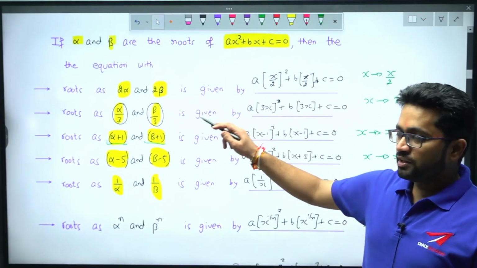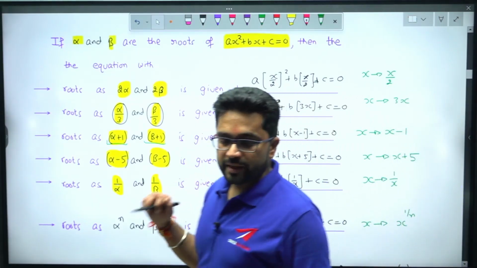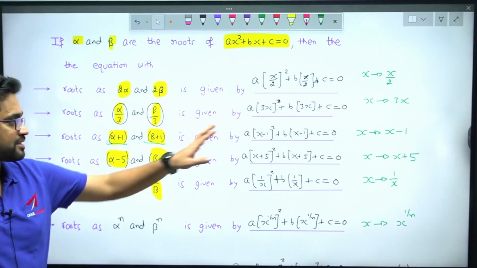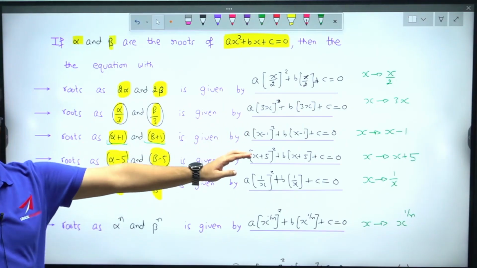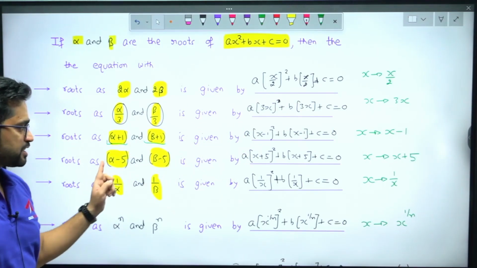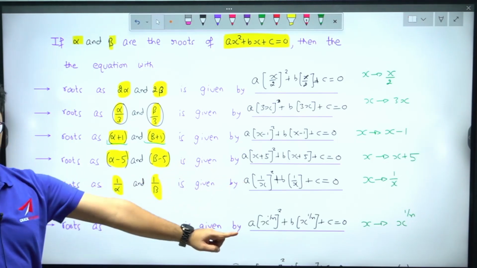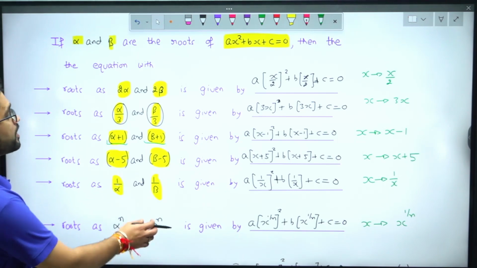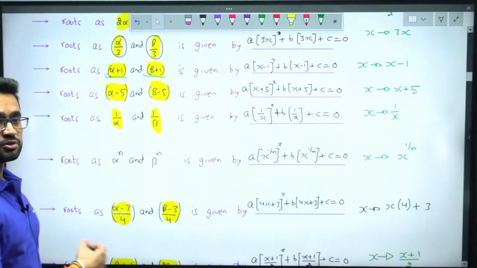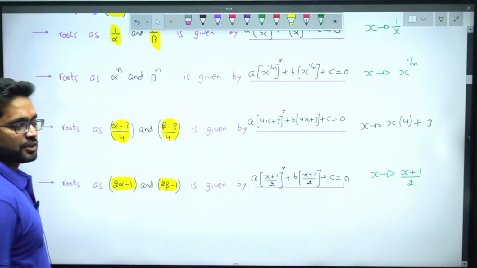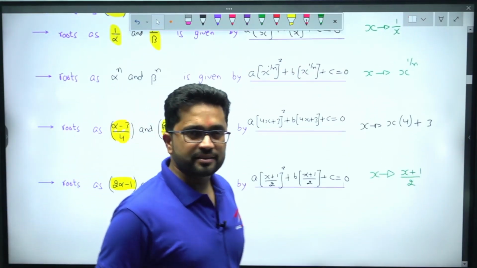If roots are 2 alpha and 2 beta, replace x with x by 2. If roots are alpha by 3, beta by 3, replace x with 3x. Alpha plus 1, beta plus 1, replace x with x minus 1. Alpha minus 5, beta minus 5, replace x with x plus 5. 1 upon alpha, 1 upon beta, replace x with 1 by x, because the reverse of reciprocal is reciprocal itself. Now let's apply this concept in some questions.